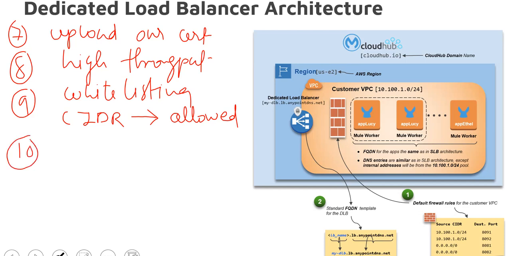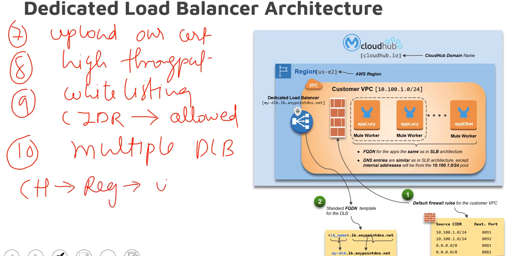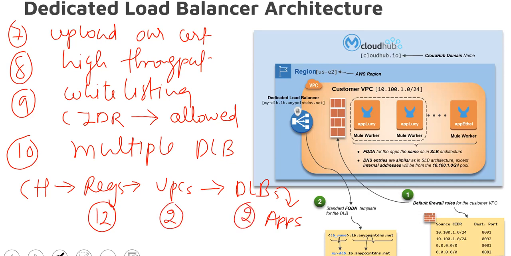Point number 10. This will be within the VPC, as in inside the VPC we can have multiple DLBs. So if I go with the proper hierarchy, CloudHub, then inside CloudHub we'll have the regions. Inside regions we'll have VPCs. Inside VPCs we can have DLBs, and behind these DLBs we can have our API apps. We can have multiple regions, we can have 2 VPCs, we can have 2 DLBs, and we can have n number of apps. This is how the hierarchy will look in an actual scenario.